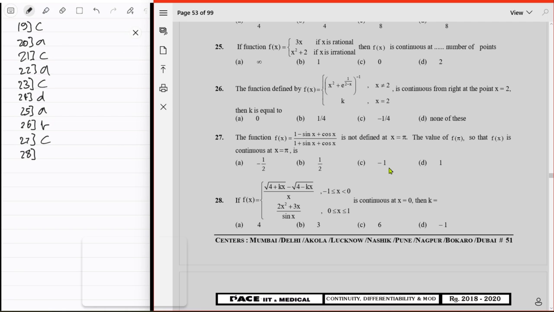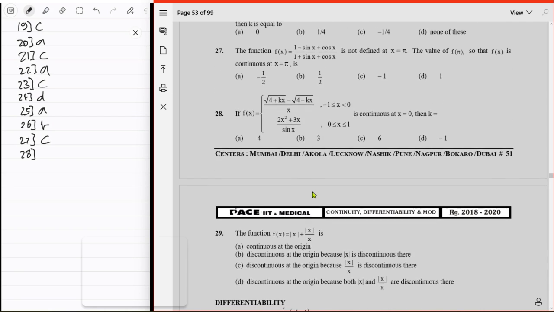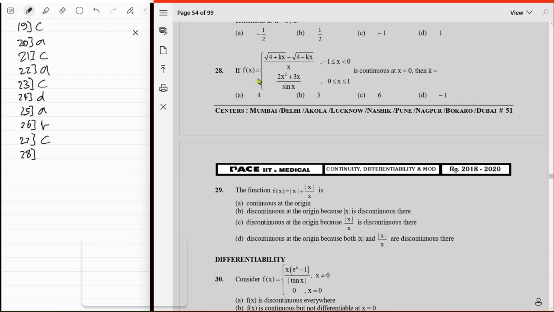Or you can just watch some other video which explains it better. Okay, if f is continuous at x equal to 0, then k is... at x equal to 0. Well, this thing approaches what? 3. So, what is k though? Where is k? Oh, okay, here is k. Fine. So this should be 3.